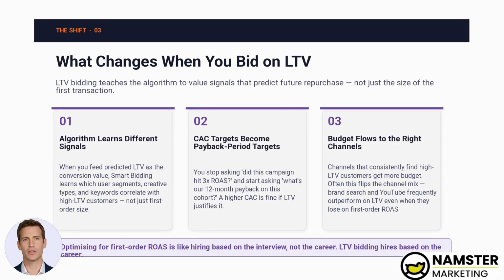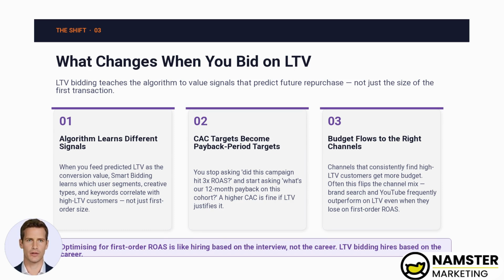When you make the shift to LTV bidding, three fundamental things change. First, your algorithm begins learning from different signals. It identifies user segments and creative types that correlate with long-term value, not just immediate transaction size. Second, your financial targets evolve. You stop asking if a campaign hit a specific ROAS today and start asking what the 12-month payback period is for that cohort. A higher acquisition cost is perfectly acceptable if the LTV justifies it.